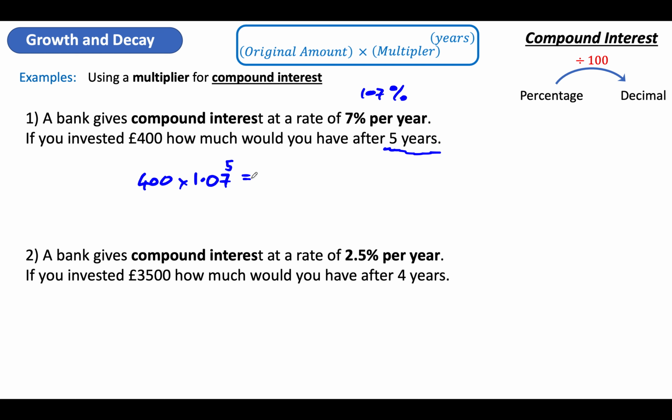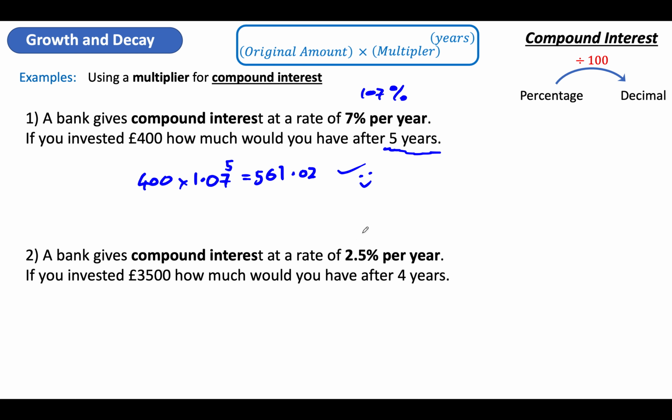So 400 times by 1.07 to the power of Grayskull. No, power of 5. If you don't know what that is, go look up an old cartoon called He-Man. 561.02. Okay, hope you got that one right. Tick, smiley face. And this one, what have we got?